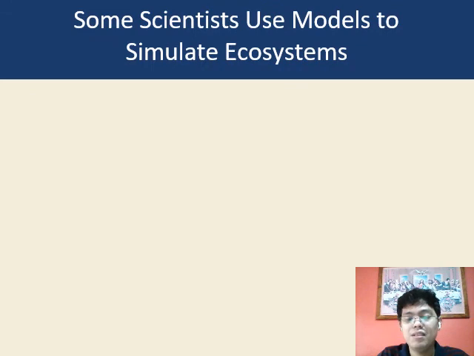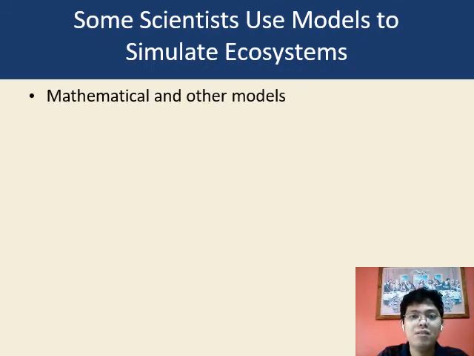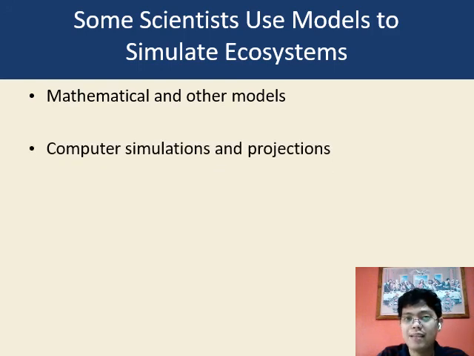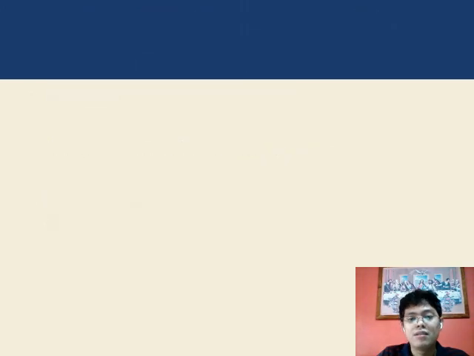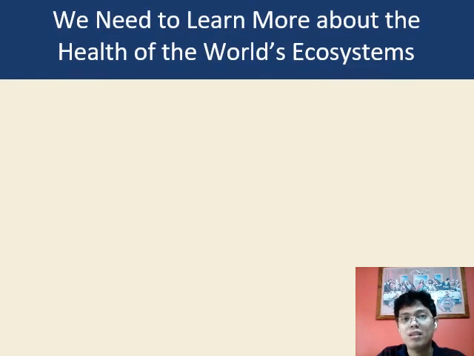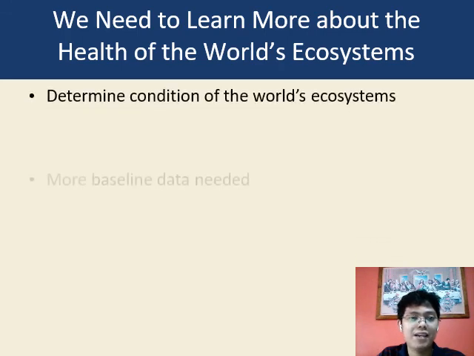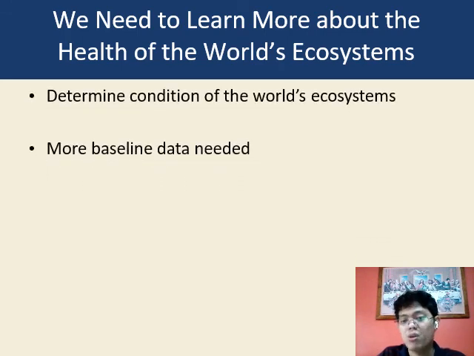Some scientists use models to simulate ecosystems. Mathematical models and computer simulations can help scientists understand large and very complex systems. But we must remember, simulations are no better than the data and assumptions used to develop the models. So we need more baseline data about components and physical and chemical conditions in order to determine how well the ecosystem is functioning and anticipate how best to prevent harmful environmental changes. We really need baseline data on the condition of the world's ecosystems to see how they are changing and to develop effective strategies for preventing or slowing their degradation.